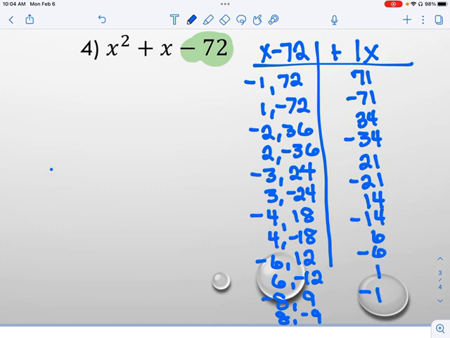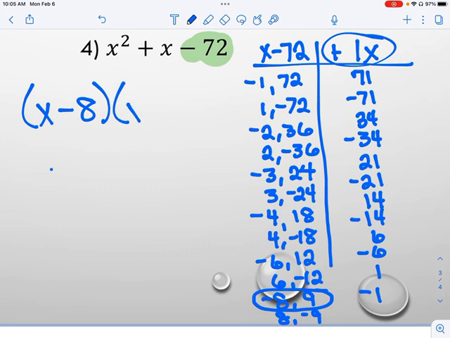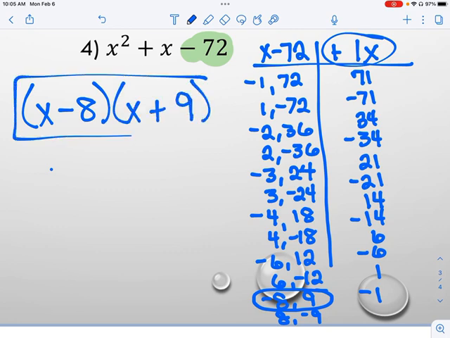So when I look, I'm looking for a positive 1. That would be my combination of negative 8 and positive 9. So I have x minus 8, x plus 9. And that is how we factor a trinomial.